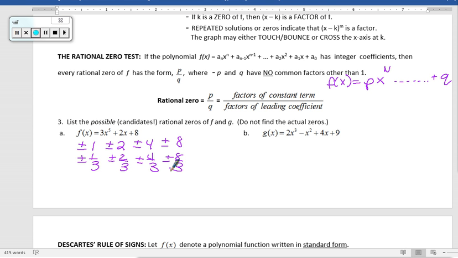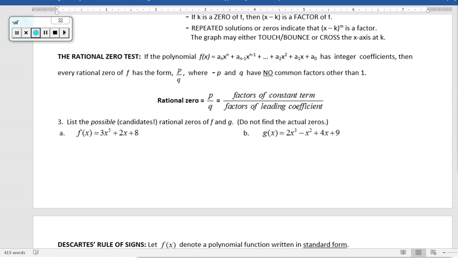Same thing here. This function will have 3 possible zeros. We'll have 3 solutions because the highest exponent is a 3. We're just going to get the list of possibilities. So the factors of 9 are plus or minus 1, plus or minus 3, plus or minus 9, divided by all the factors of 2, which are 1 and 2. 1 we don't do anything with, plus or minus 1/2, plus or minus 3/2, and plus or minus 9/2. So again, those are all your possible solutions.